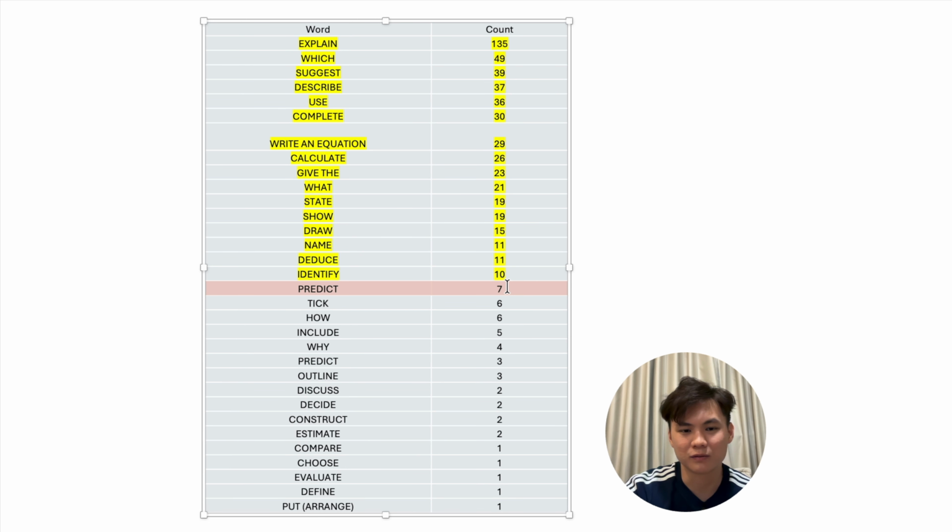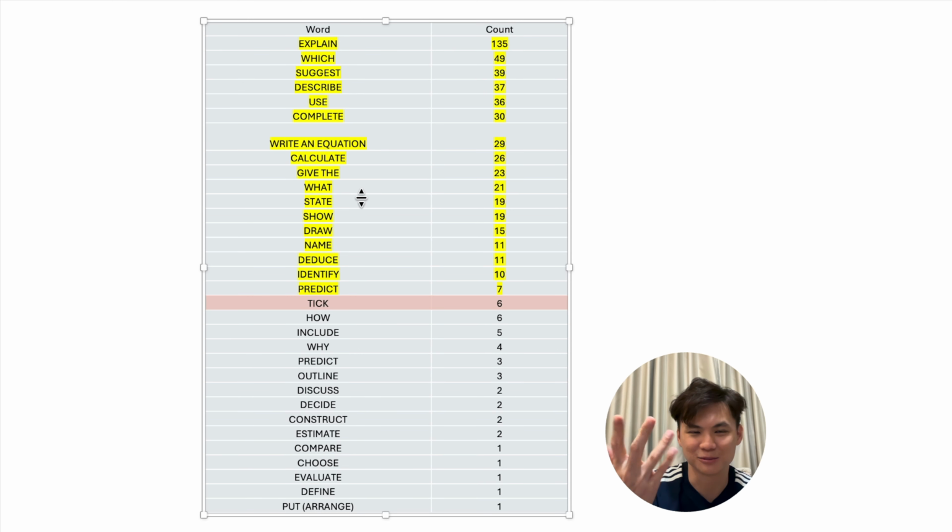Predict is also something very similar to deduce. A certain process has happened, the story has not ended, you are asked to predict what is going to happen. So tick, that's literally the easiest. You just have to tick the right boxes or the right item, the right word, the right choices. It's very similar to things like choose, like which, like identify.